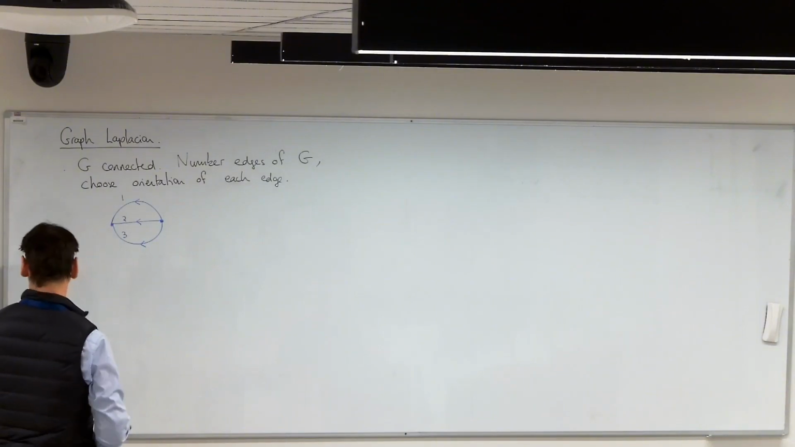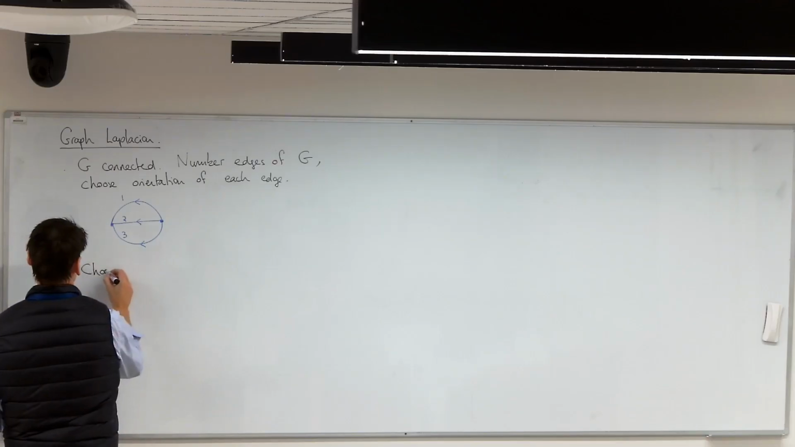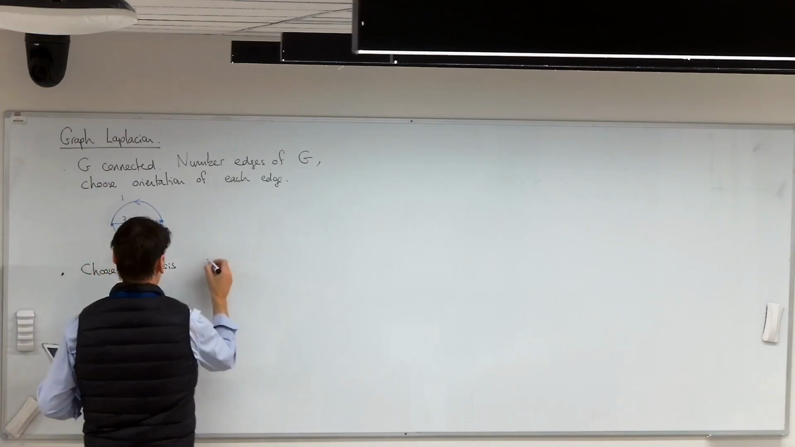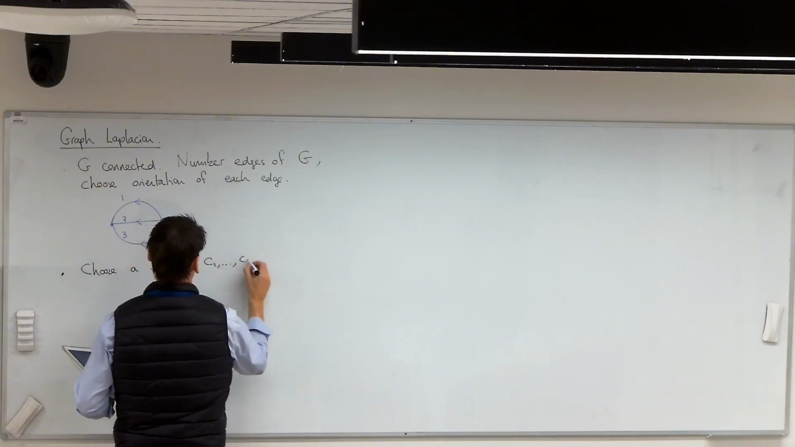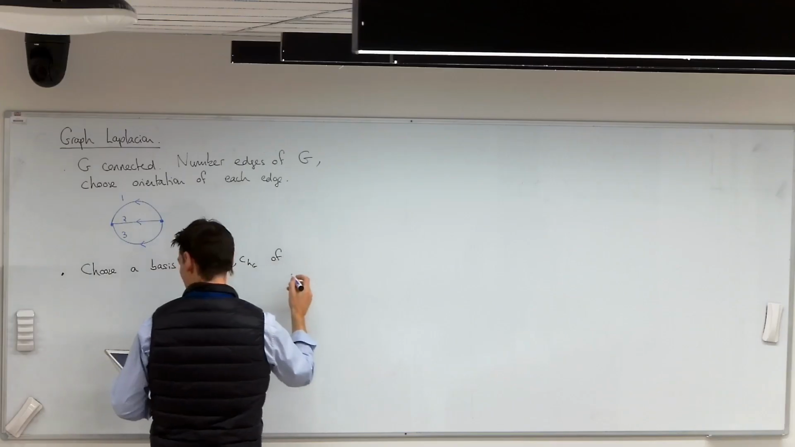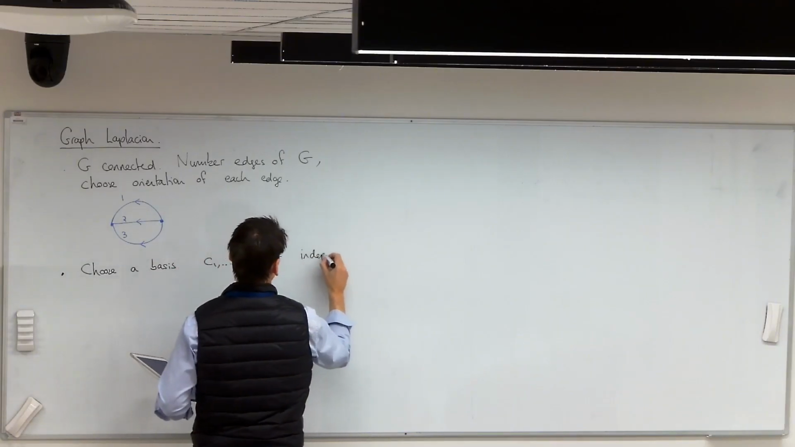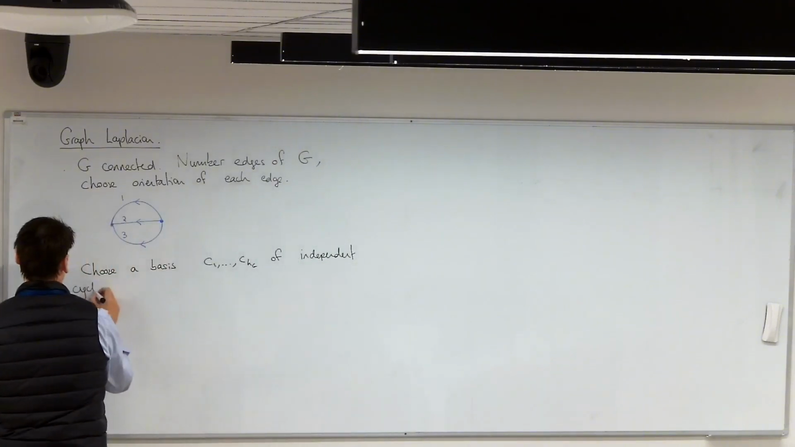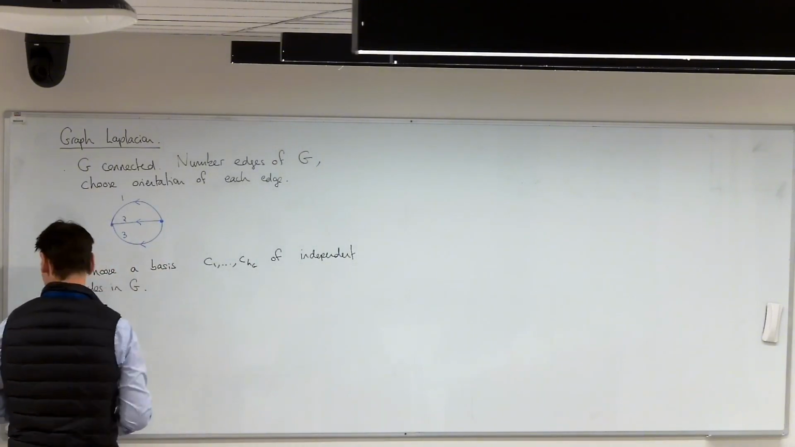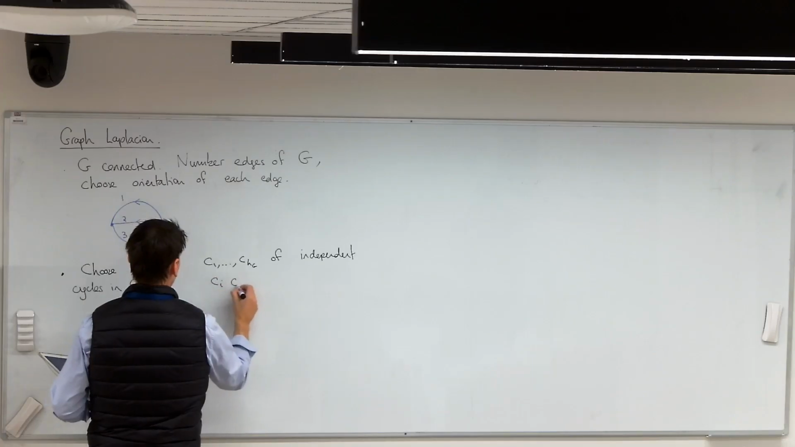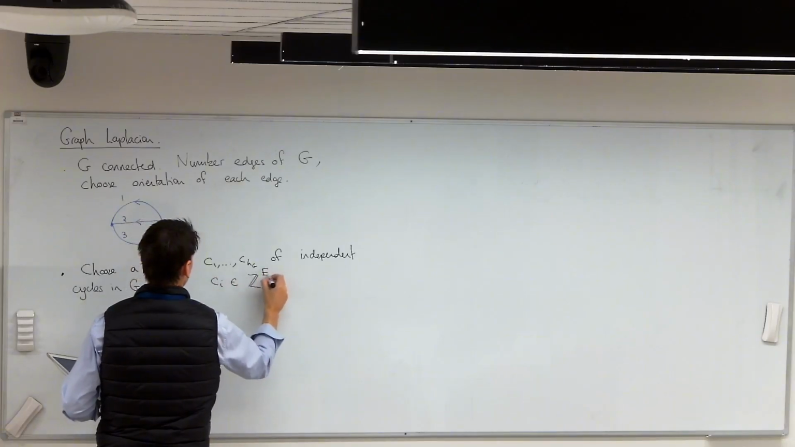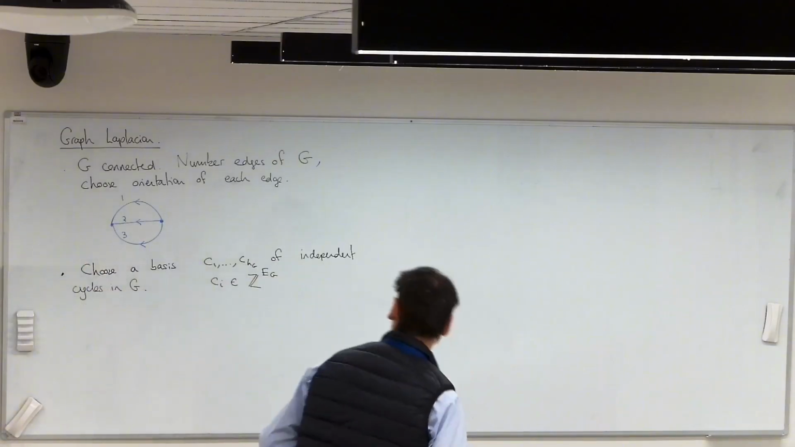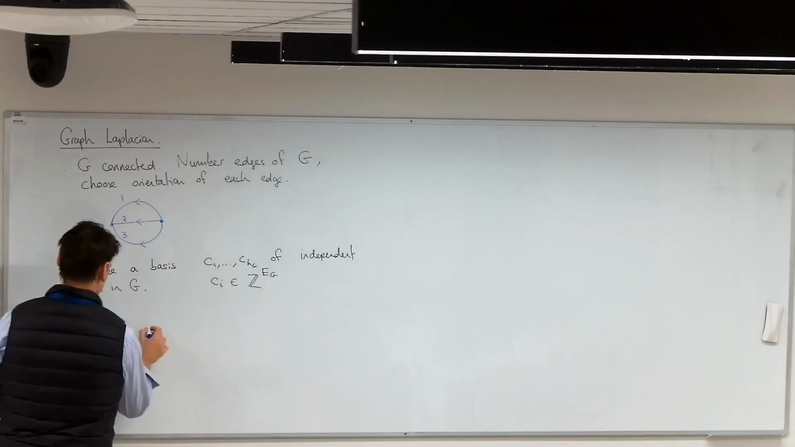Okay, so the next step is to choose a basis C1 through C_h(G) of independent cycles in G. So each C_i is an element of Z to the set of edges. I'll just put it in blue. So here's our graph.